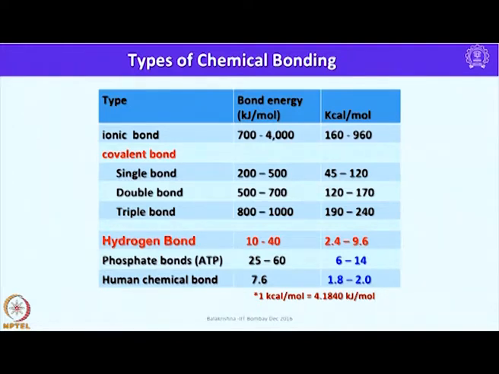When we look into individual hydrogen bonds, they have bond energy between 10 to 40 kilojoules per mole, and phosphate bonds have anywhere between 25 to 60. The van der Waals interaction is also given a value, and it stays around 6 to 7 kilojoules per mole.